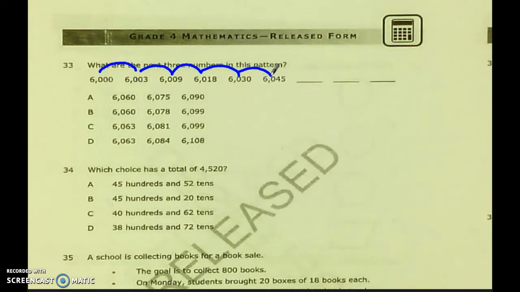Oh, guess I need to turn that over, don't I? 33. Patterns. You've been having patterns forever. Okay, so we have to find the pattern, what's going on from each to each, and I need to do that out so I can see the pattern. So I know that from 6,000 to 6,003, they added 3. From 6,003 to 6,009, they added 6. From 6,009, they added 9.